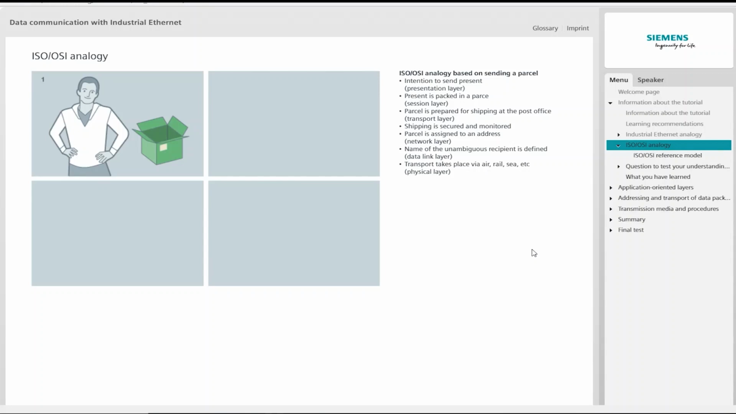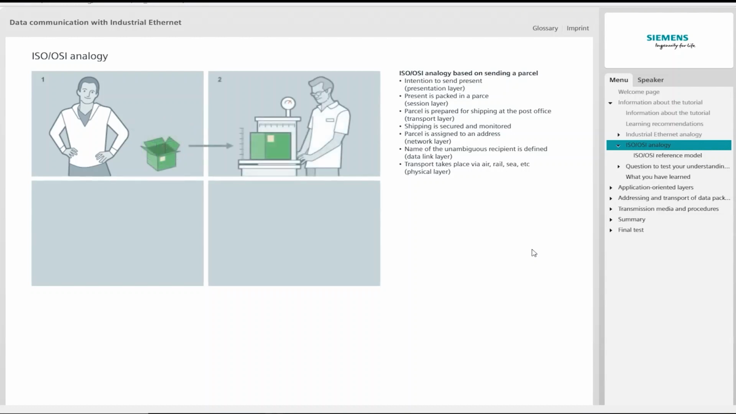In general, every transfer, whether of goods or data, can be mapped onto the ISO OSI reference model. The model provides a framework which gives the individual steps executed during communication a logical structure. Let us consider the example of sending a parcel. You are planning to send a present to a relative. The intention to send the present corresponds to the application layer in the ISO OSI model. The present is packed into a parcel for transport. The package has a more standardized shape, which will make transport easier. In the ISO OSI model, this represents the presentation layer.